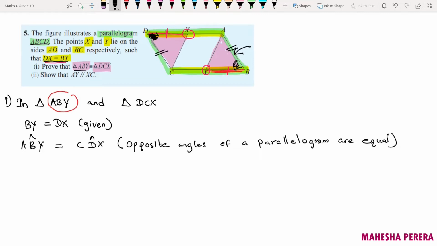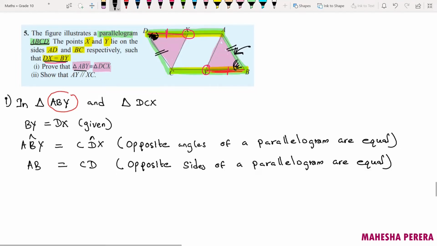Right? So I have to initiate with this triangle. So I'm going to write AB, right? AB equals CD, right? CD, and this is because opposite sides of a parallelogram are equal. Right. Now, what's the case? A pair of sides, a pair of angles, another pair of sides. So this is SAS case.